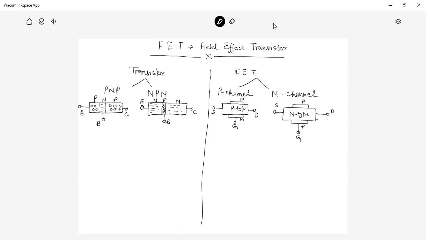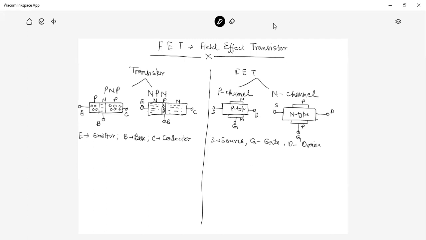So the terminology that we have used here: E stands for emitter, B stands for base, and C stands for collector. Here S stands for source, G stands for gate, and D stands for drain. So these are the three terminals, and symbolically it is expressed as.